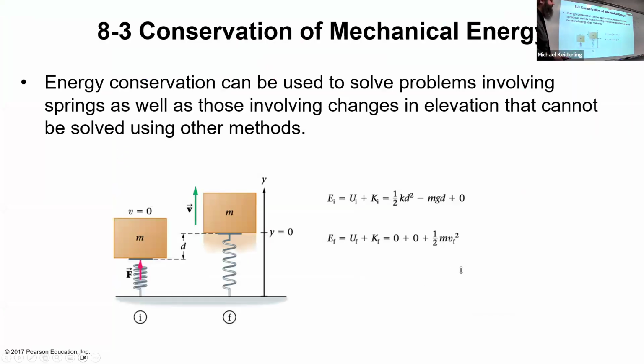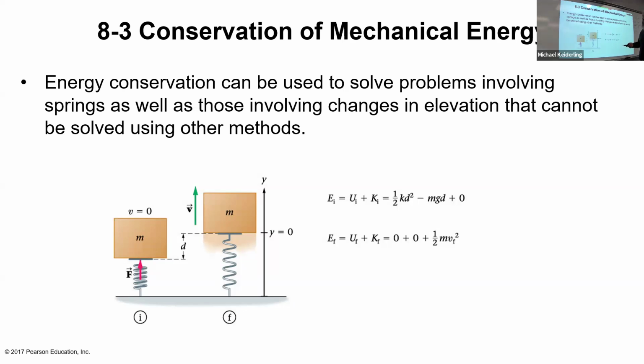Now, energy conservation isn't limited to gravity. We can also involve a spring. The potential energy of a spring is 1/2 kx squared. In this situation, in our initial state, we have some potential energy in the spring, we have some negative potential energy due to position, and no kinetic energy.